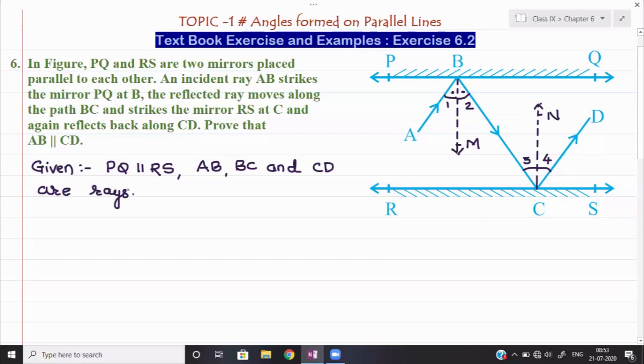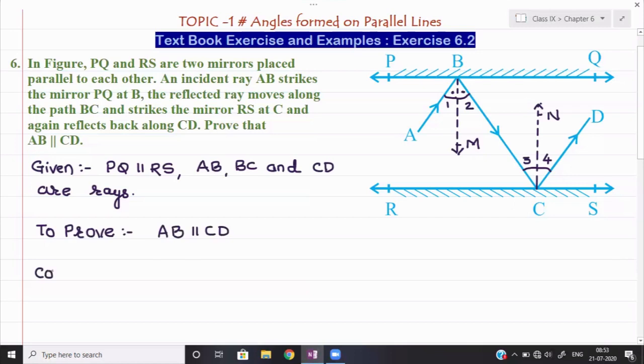What is their part here? Incident or reflected rays, right? So they are rays. Now we shall write down here to prove. What we need to prove? We need to prove here in the question that AB is parallel to CD. So AB and CD are parallel, that we need to prove.